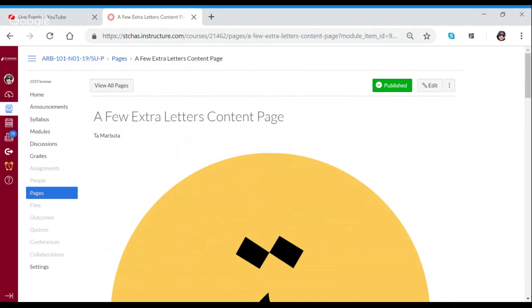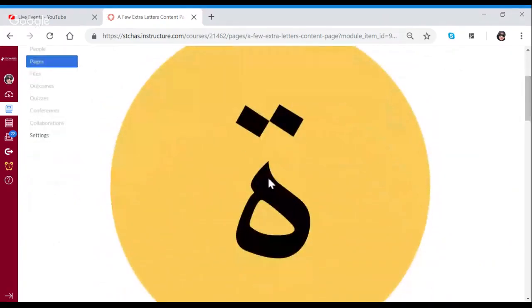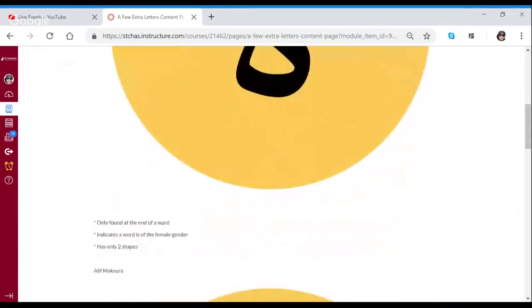Okay, so the first one is called ta marbuta. Ta marbuta. And it looks like this. It looks like the letter ha, but it has 2 dots over it. So it looks like this, kind of a teardrop shape with 2 dots over it, the letter ta marbuta. The reason why it doesn't have full letter status is because it's only found at the end of a word. And the main function of this letter is to designate that the word is of the female gender.